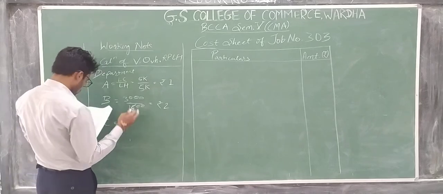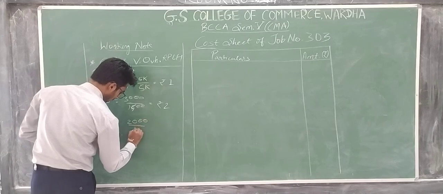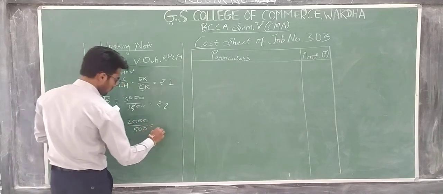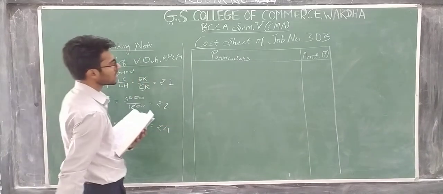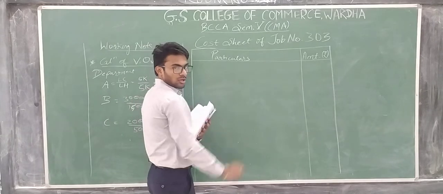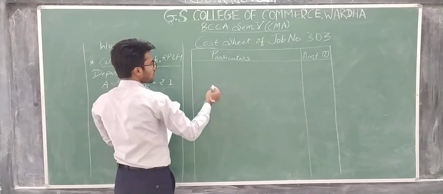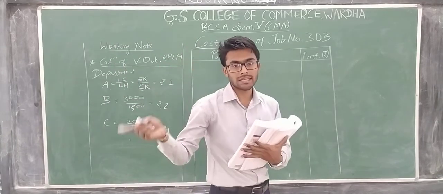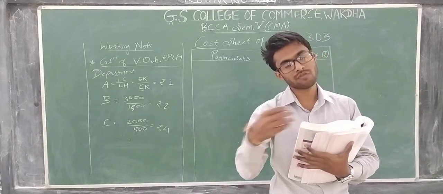C is for 2,000 divided by 500. For department C, that will come to rupees 4. So these figures we will be using in this job sheet. Okay, so what's the method? First of all we have to write the material, then labor, after that direct expenses, factory overheads.